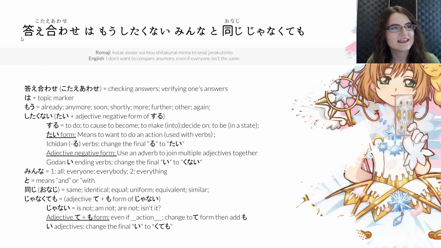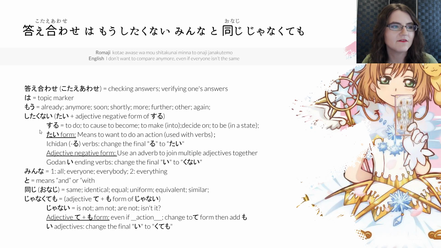So, to get into this verse, what we have is kotae awase wa mo shitaku nai minna to onaji janakute mo. So, this kotae awase is checking answers or verifying one's answers. And then wa makes that the topic of the sentence. And mo is like already or anymore. It can also just be like exasperation, like mo. But it's more like already right here.